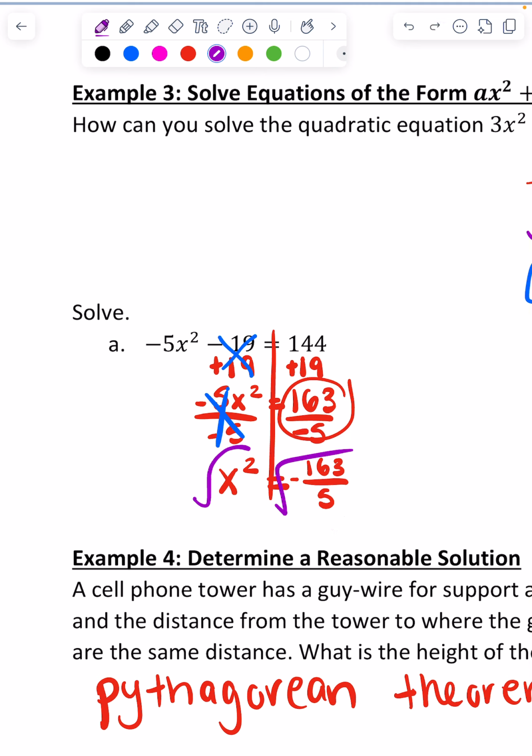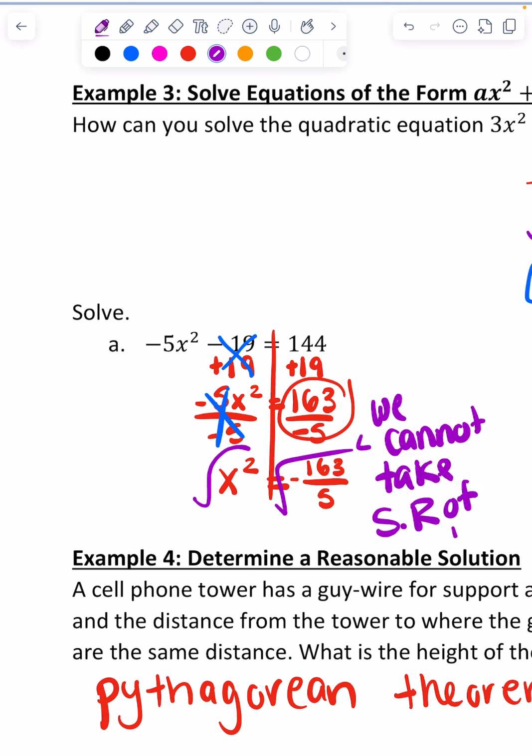And here it was, we cannot take square root of a negative. So right away, we stop here and we just say there is no solution. There's no x value that's going to make this equation true.